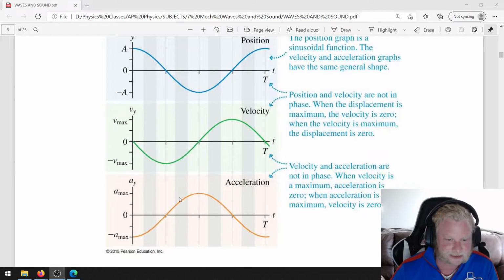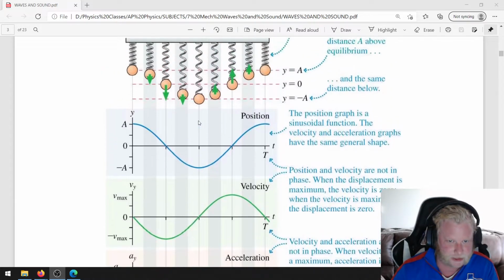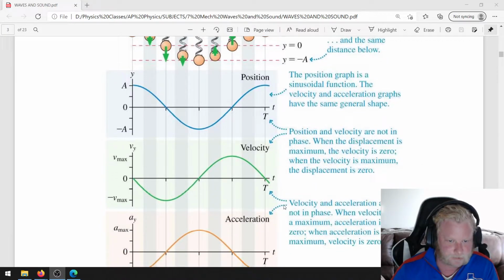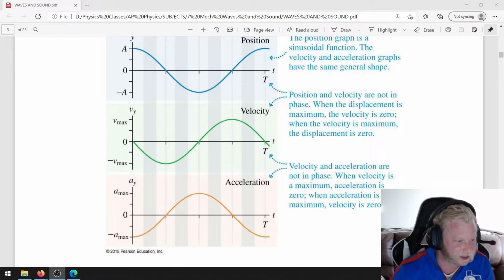But again, this is an excellent cheat sheet. And we'll get a lot of practice with this here soon. But let's take a look at what energy looks like on a graph for a simple harmonic motion.